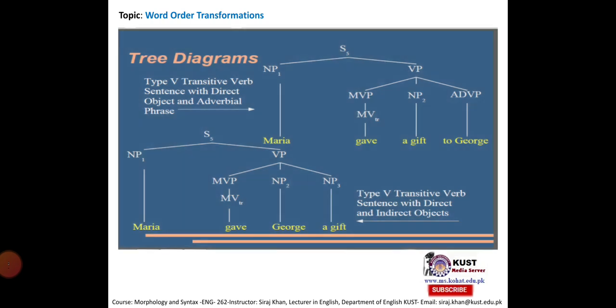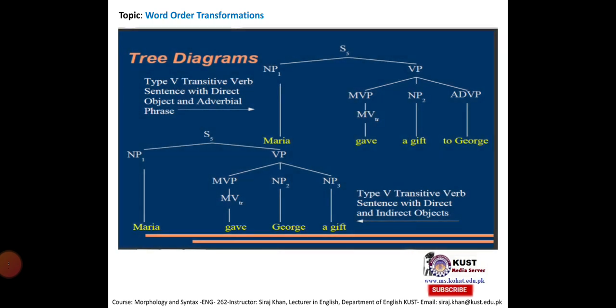Treat diagrams like type V transitive verb, sentence with direct object and adverbial phrase, like sentence: noun phrase 1, verb phrase, Maria gave a gift to George. Main verb, noun phrase 2, a gift, adverbial phrase to George. Maria gave George a gift. It's noun phrase 1, verb phrase, main verb phrase, noun phrase 2, noun phrase 3.